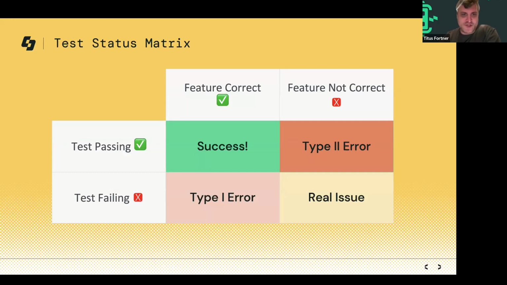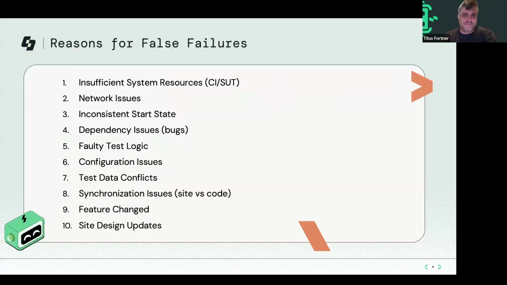We're going to focus on the bottom two here, especially the type 1 error, false failures. So I've made a list of 10 different reasons why your tests could fail, even though the system's working as intended. So this could be a matter of insufficient system resources, network issues, inconsistent start state. I'll talk about that more in a second.